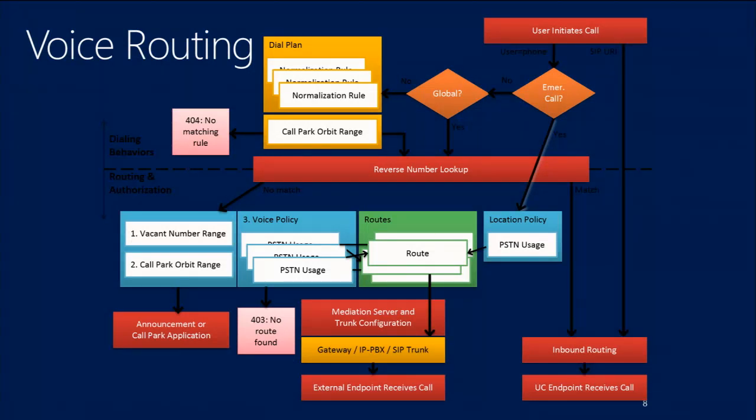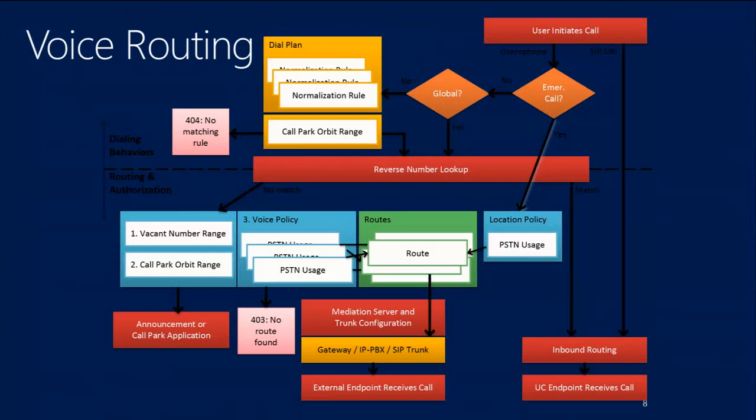If they enter a SIP URI, or they right-click a Lync user and do a Lync call, that's really easy. There's a black line that you can sort of see here that goes from user initiates call straight down to inbound routing, straight to UC endpoint. That's the simplest of simple: one Lync user calling another Lync user. We call that a PC to PC call or an audio call. We don't need to spend time on that, because that's click, done. If that's not working, you probably shouldn't be here.